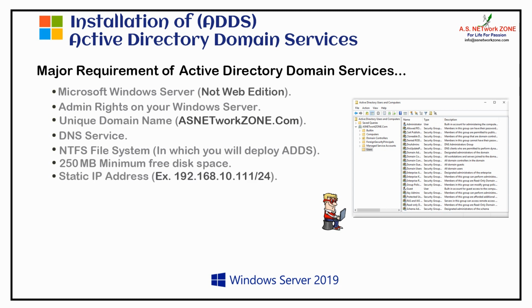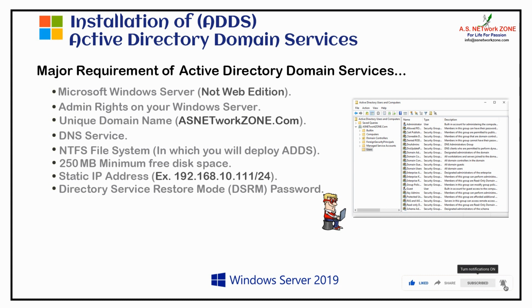You also require a static IP address. It doesn't matter whether you are using IPv4 or IP version 6 for your test or production environment. You also require a password for DSRM mode. DSRM stands for Directory Services Restore Mode, and the password should have complexity: there should be capital and small letters, numbers and special characters. Let's move to the hands-on lab.